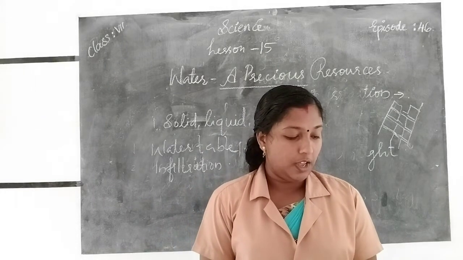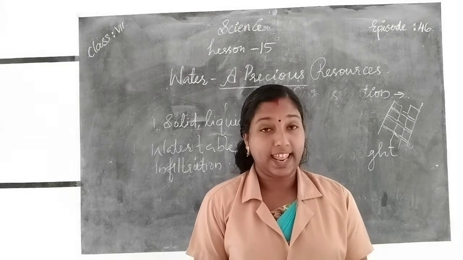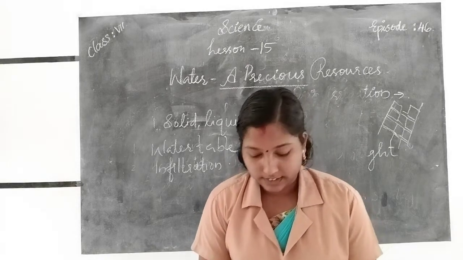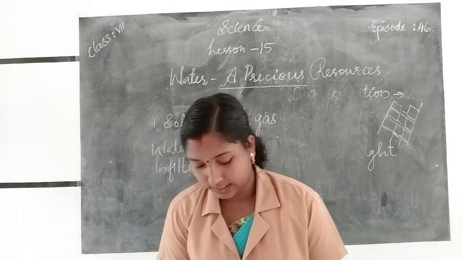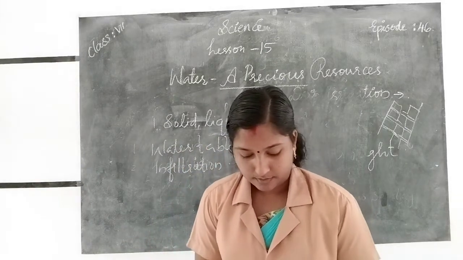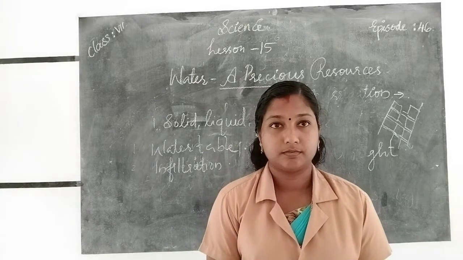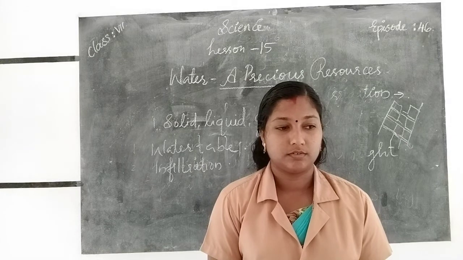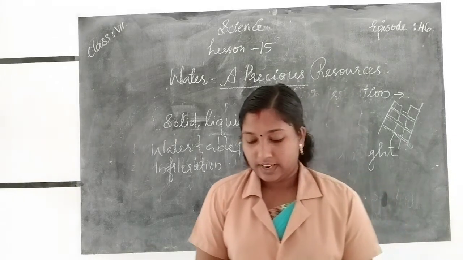Then, ninth question. Make a sketch showing groundwater and water table. Label it. Here, this picture is given. Make a sketch showing groundwater and water table. Page number 198, figure 6.7. So our lesson is over.